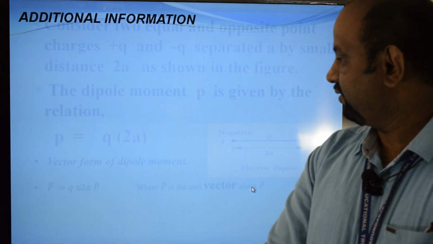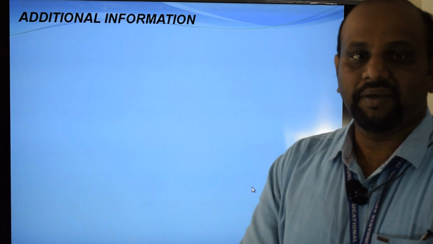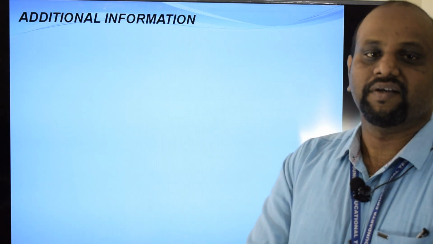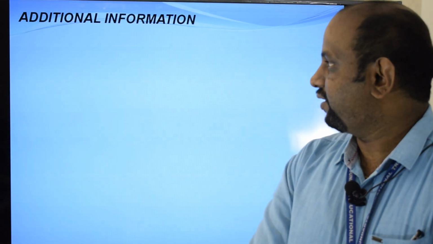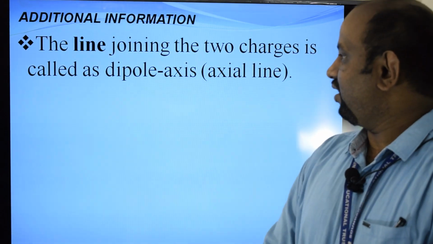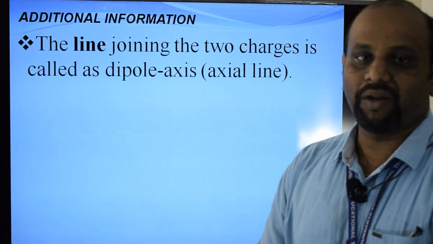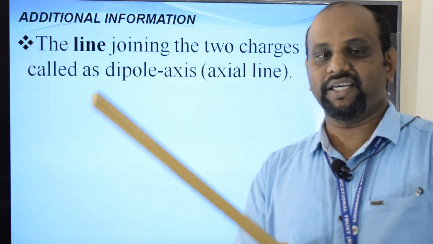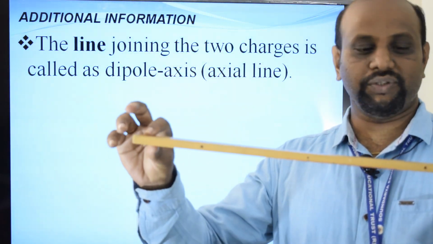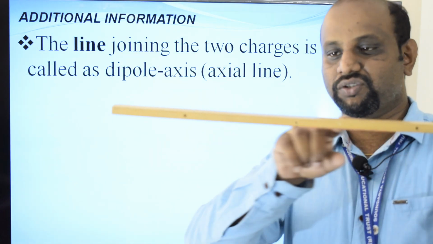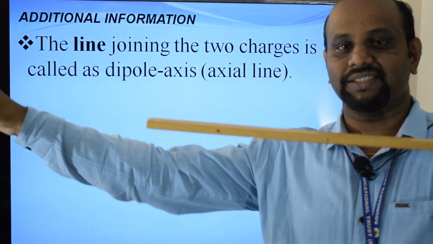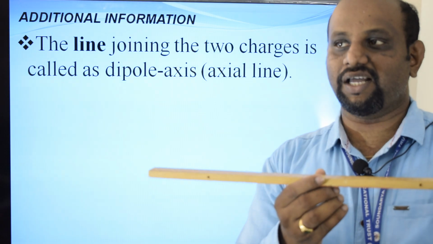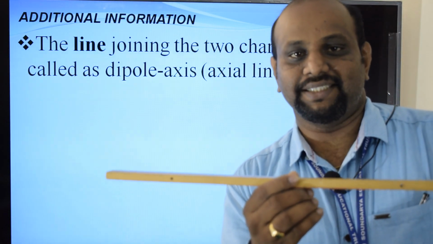The next content: some important points regarding the dipole and dipole moment. The line joining the two charges is called the dipole axis, or is also called the axial line. Suppose if we take this is the negative charge and this is the positive charge, a line drawn from the negative charge to the positive charge is called the axial line or the dipole axis.